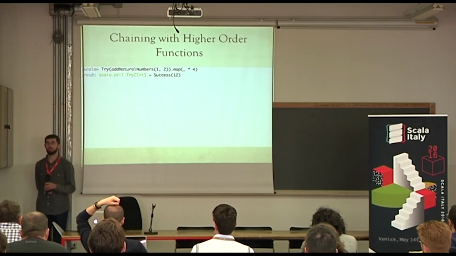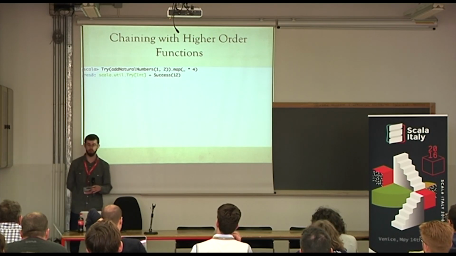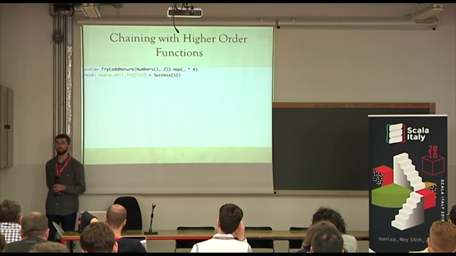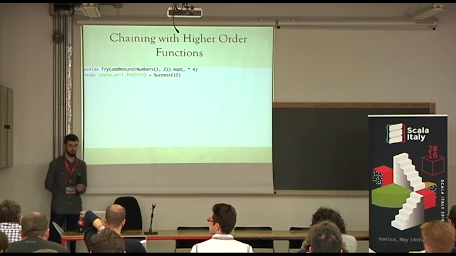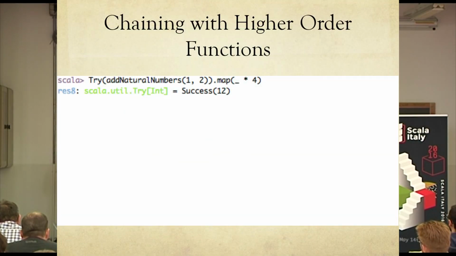Often when we're developing, we'll have a number of exception throwing functions where the output of one is the input of the next. And we can do this uniquely using the higher order functions we get with Try. So it doesn't matter whether the exception occurs in the first function that's executed or the second link in the chain, it will still be contained in the failure that's returned in the same way.